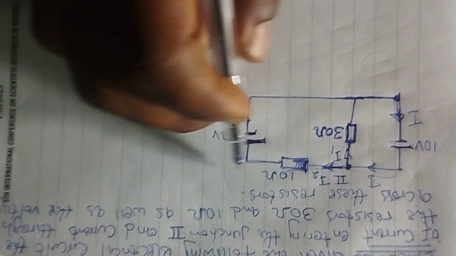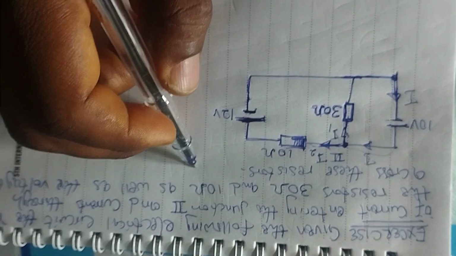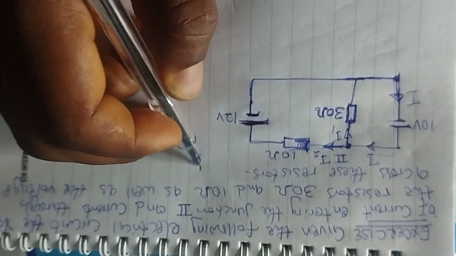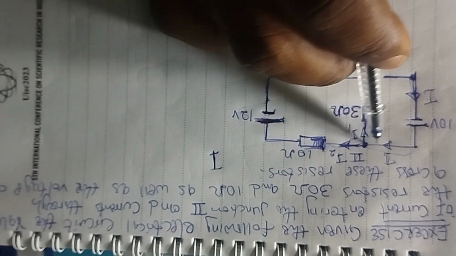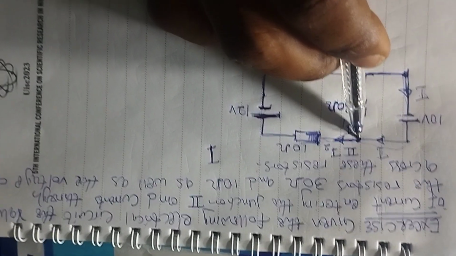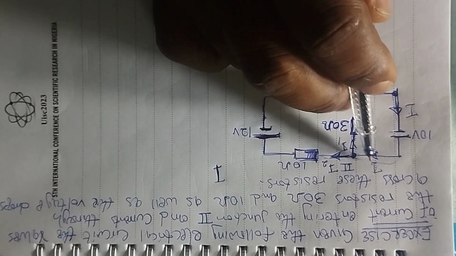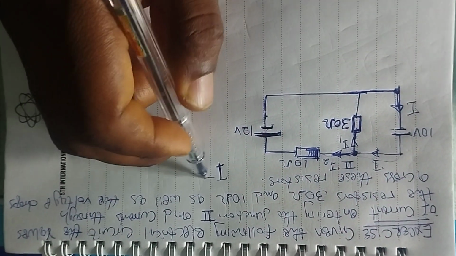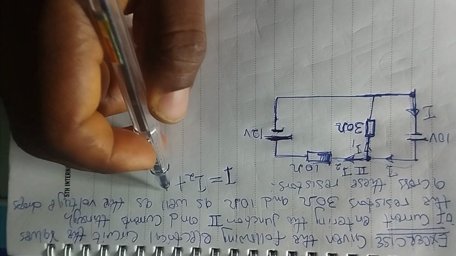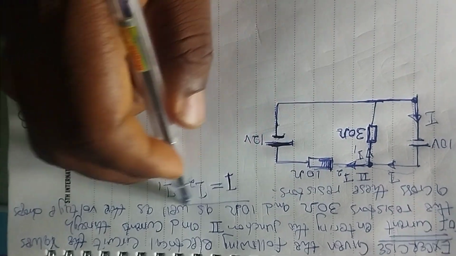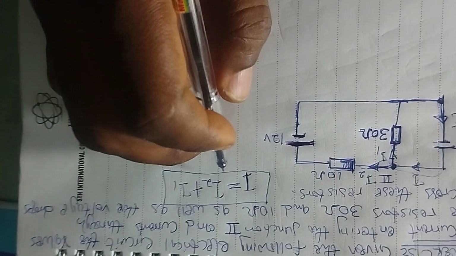Now, according to Kirchoff's current law, the total current entering this junction must be equal to 0, or the sum of current entering this junction must be equal to the sum of the current leaving the junction. So this I is entering, so I will be equal to I2 plus I1. That's Kirchoff's current law. So take note of that.